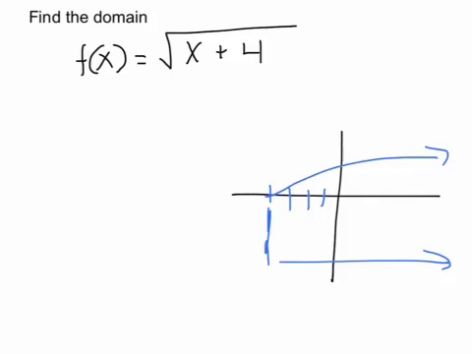Square roots have to be greater than 0 when I solve it. I could put the number 0 in here, and I would get 4, and the square root of 4 is 2. I could put the number -1 in here, and -1 plus 4 is 3, and the square root of 3 is an approximation. So when I have a square root, I take x plus 4, what's inside, and it has to be greater than or equal to 0.